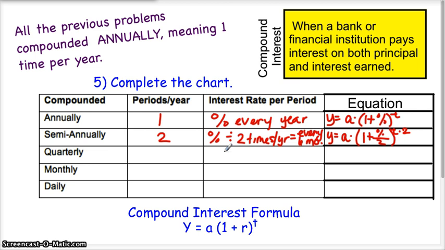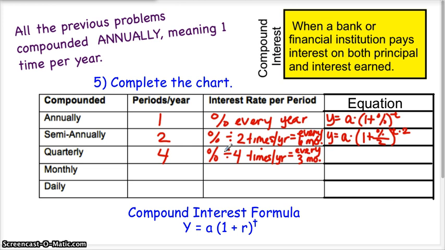Quarterly. A quarter, think 4 quarters in a dollar. So we're going to have 4 periods per year. When we calculate our interest rate per period, we'll take our percentage of interest and divide it by 4. You'll get 1/4 of the interest during each period, which means we will get our percentage 4 times a year, which is the same as gaining interest every 3 months.